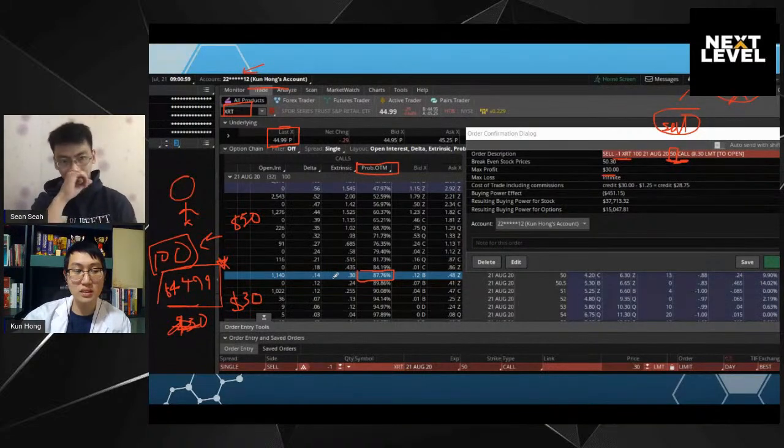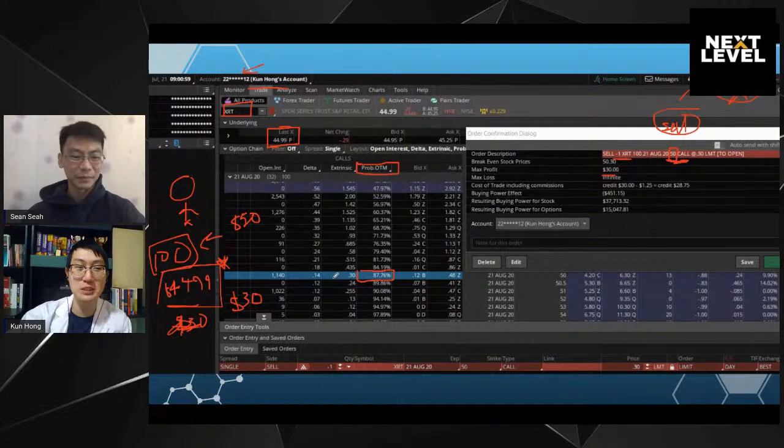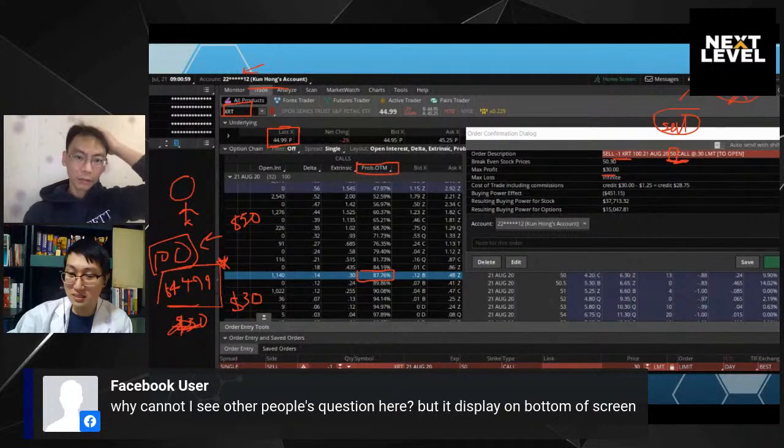Okay. So if you have big money, how do you calculate the probability? Wow, that one you settle, that one you're the scientist. Oh, that one you can just customize, just type probability OTM, then just add it. Yeah. Why can't you see other people's questions here? What do you mean? Okay.